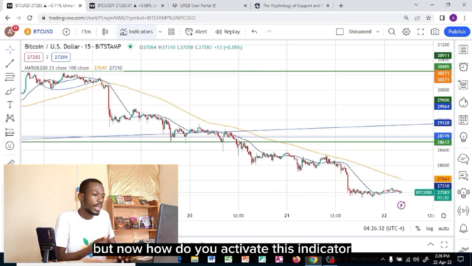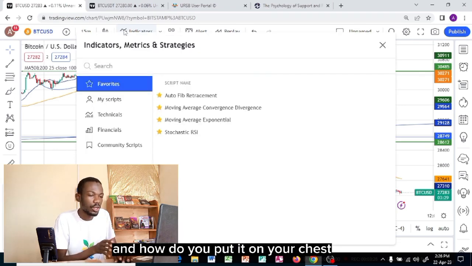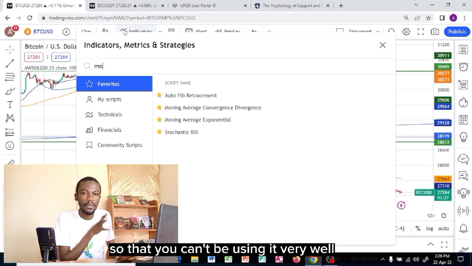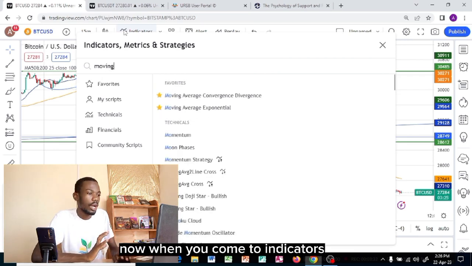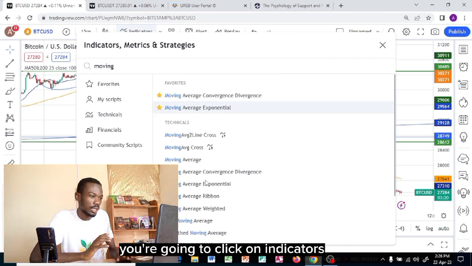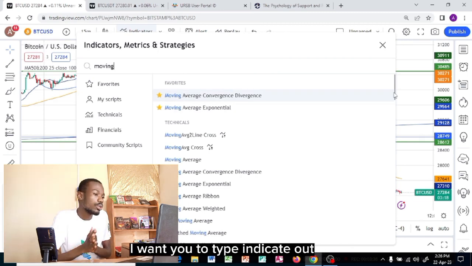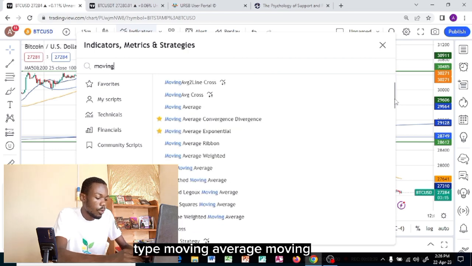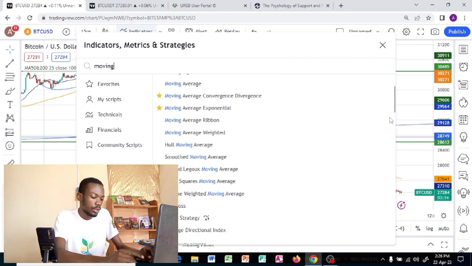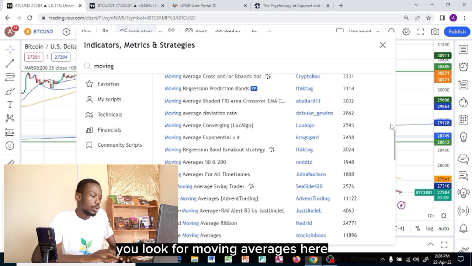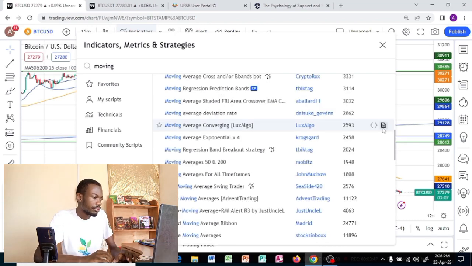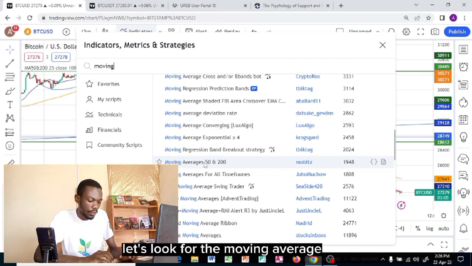But now, how do you activate this indicator and put it on your chart so that you can be using it very well? This is what you do. You are going to come to indicators above here. When you come to indicators, you click on indicators. Then I want you to type in moving average. You type in moving average, and you look for moving averages here.